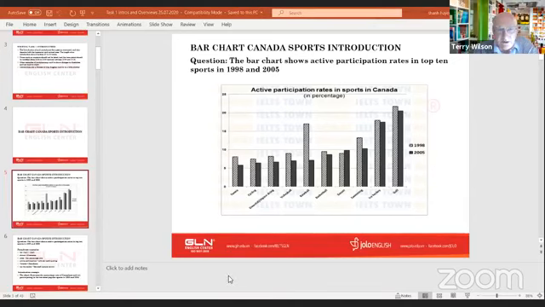And so what's the question? The bar chart shows active participation rates in top 10 sports in 1998 and 2005. So it's a very simple question. And one guide is that your introduction shouldn't really be more than 2 or 3 words longer than the actual question. It's a simple guide when you're practicing.